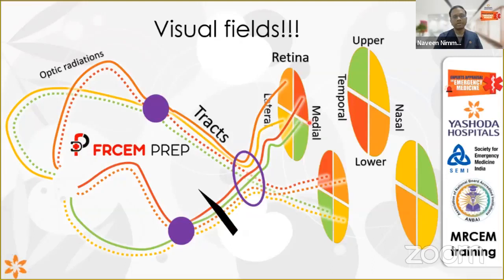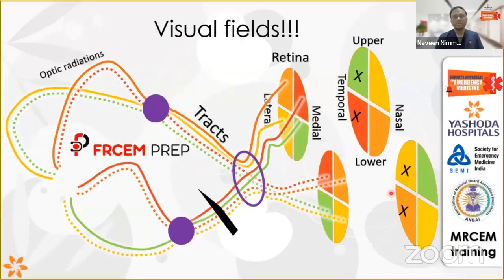So we call this homonymous hemianopia. Homonymous means in both eyes, we are having a similar side defect. So the left side of the field is deficient in both eyes. This is homonymous hemianopia. As the problem is on the right side and the left half is gone, we can also call this contralateral homonymous hemianopia.